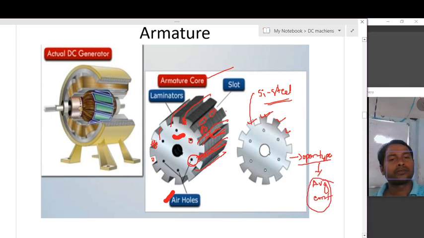And with these open slots, the induced EMF flux distribution is flat topped, which is nearer to DC. That's why open slots are preferred. So this is the construction of the armature.